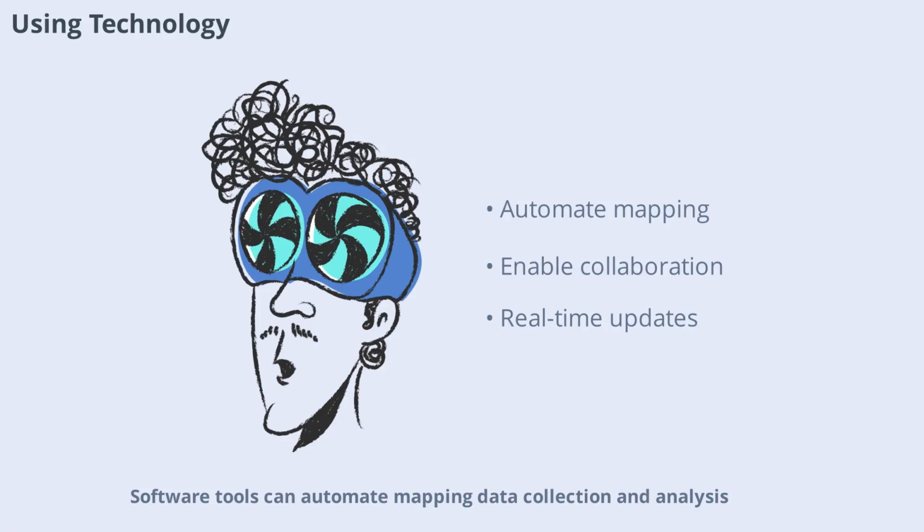Software tools can automate mapping, data collection, and analysis, making the process faster and more accurate. Digital platforms also enable real-time collaboration and updates, ensuring that process maps stay current and relevant.